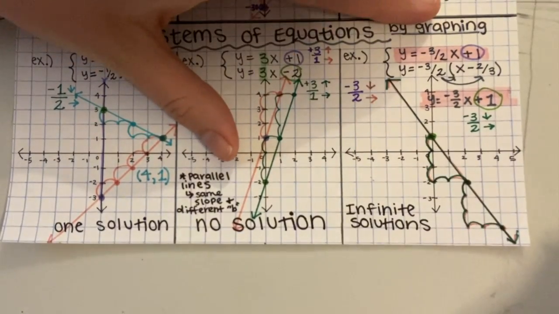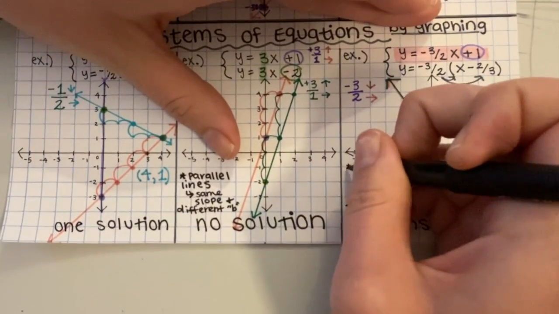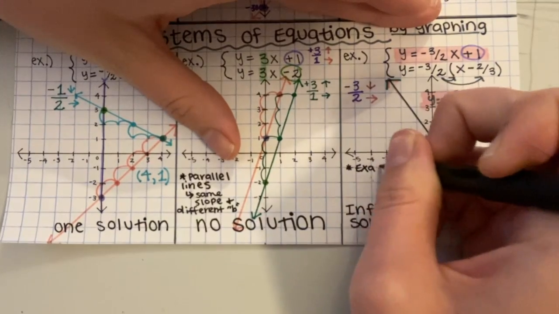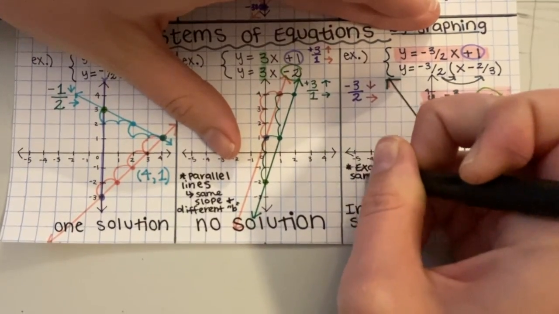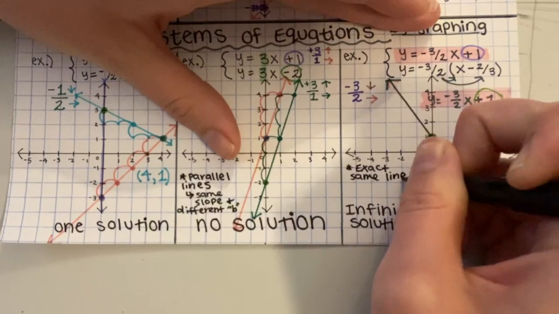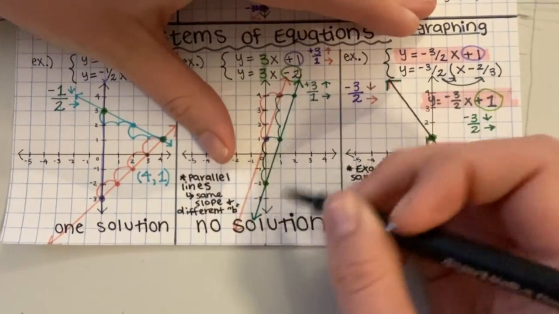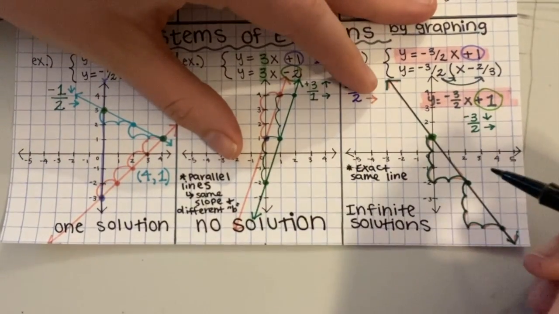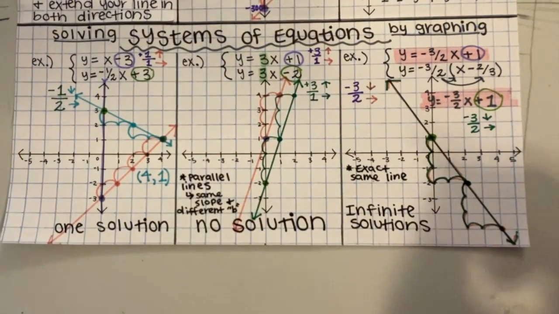So this happens when we have the exact same line. So not only is the slope the same like when we had parallel lines, but the y-intercept is also the same.